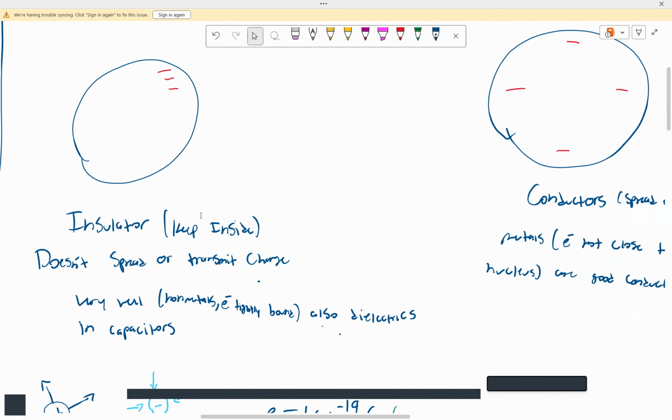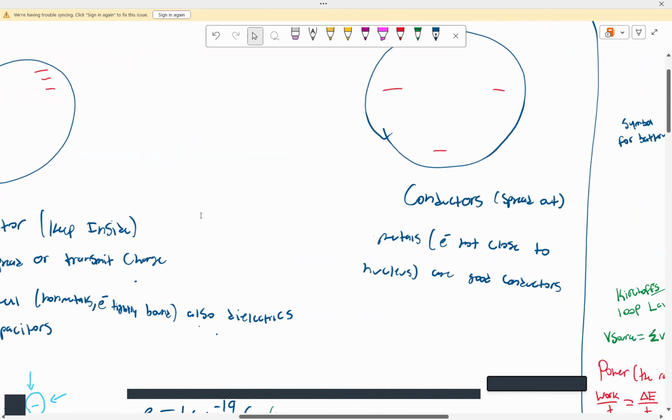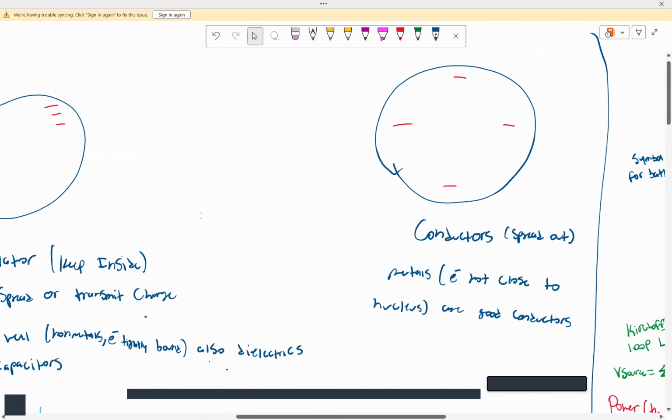So they have high ionization energies or high electronegativities as well. So these electrons are tightly bound. They also can be dielectrics, which we'll go more in depth about in the capacitance section of this video. Whereas conductors, those are what's spread out. You'll think a lot of the times of metals, when you want the charge to be equally dispersed throughout your system. So electrons are not close to the nucleus.